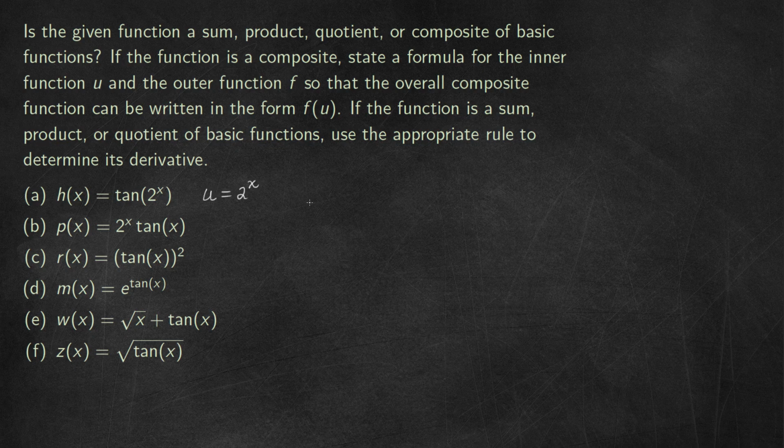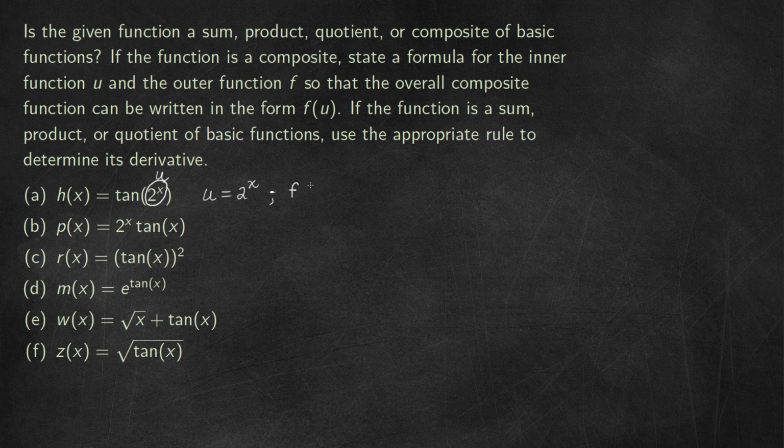That's my inner function. And since 2 to the power x equals u, now I can replace 2 to the x with a u. And so this outer function now becomes the tangent of u. But we can't call that h because we're changing. It's not the tangent of 2 to the x anymore, so it's not h of x. We have to call it something else.